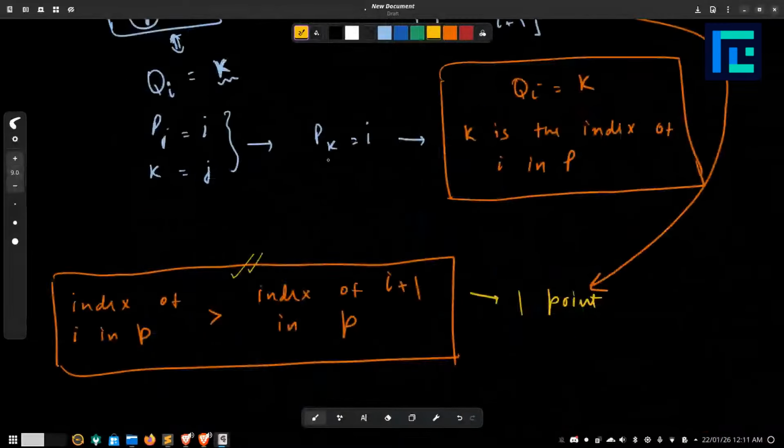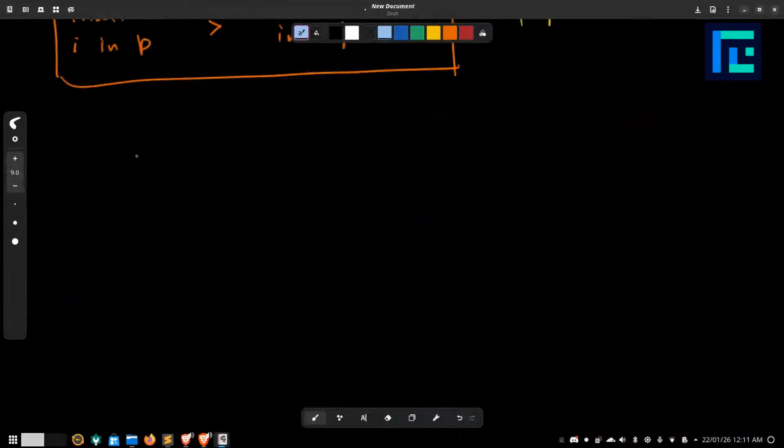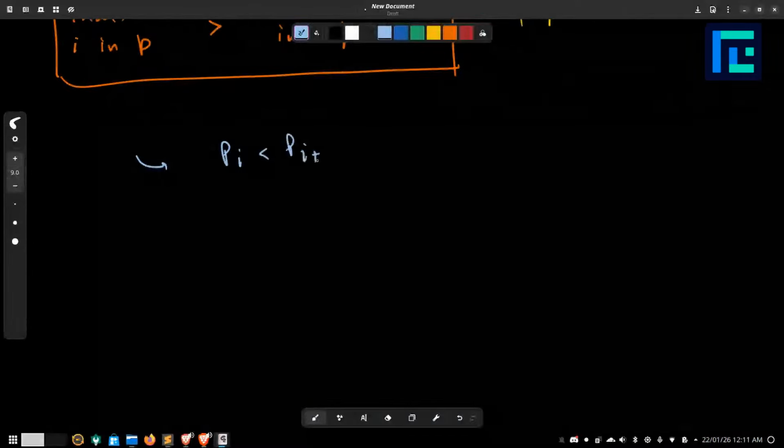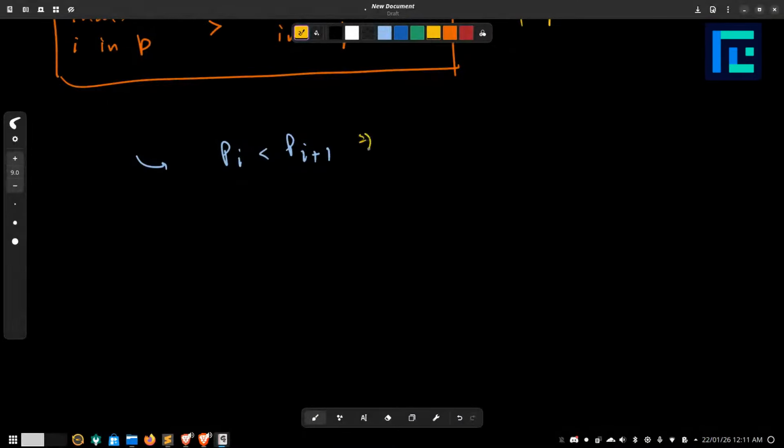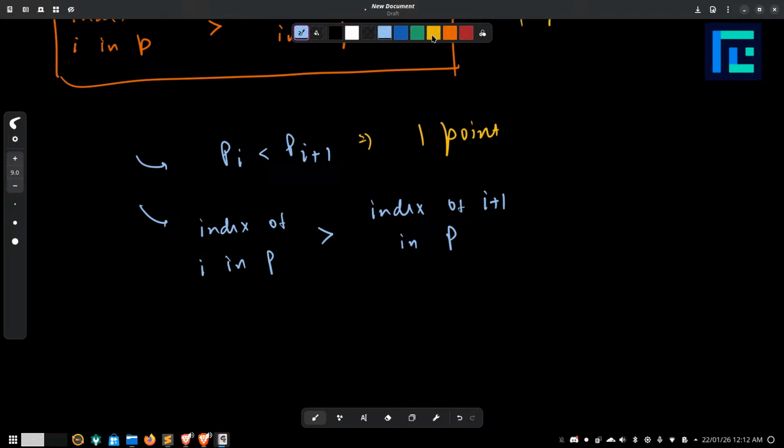So let me write these two conditions again. First is that P of i is less than P of i plus 1. For this we get 1 point. And the next condition is that index of i in P is greater than index of i plus 1 in P. So this also gives us 1 point.